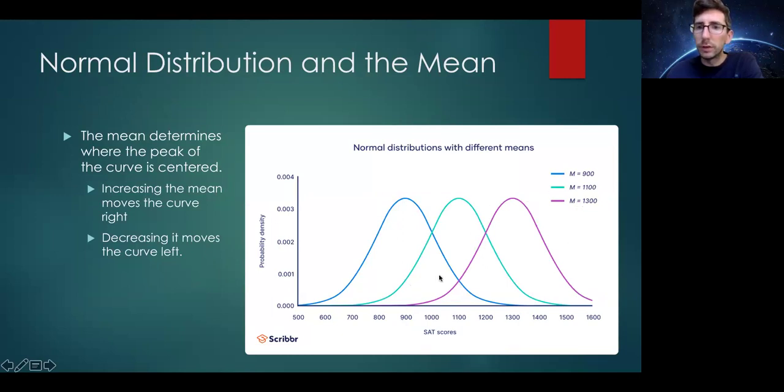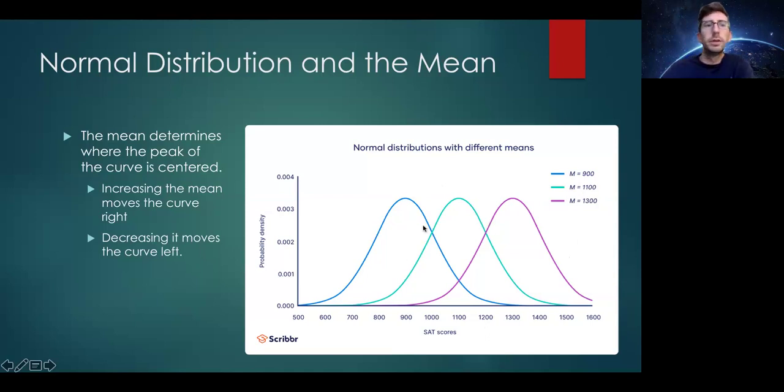So you can see here on this graph, we have 3 different normal distributions, right? They have 3 different means, which is what our M here is. So this first blue normal distribution has a mean of 900, which is why if we come down from the peak, we come to 900. So we would see that the mean is 900, right?